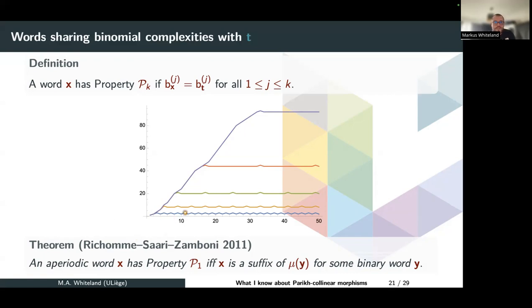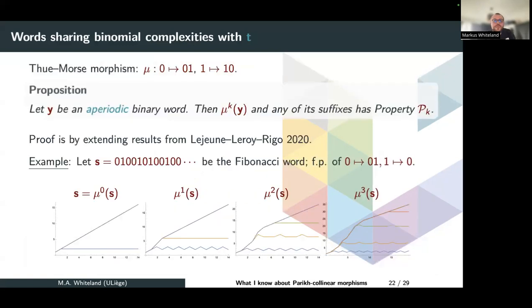And what is interesting is that there's actually a characterization of words that have this property P1. So assuming that you have that the abelian complexity function is the same as the Thue-Morse word's, they are those aperiodic infinite words that are essentially the image of another binary word under the Thue-Morse morphism. So we wish to extend this result to our binomial complexity functions.